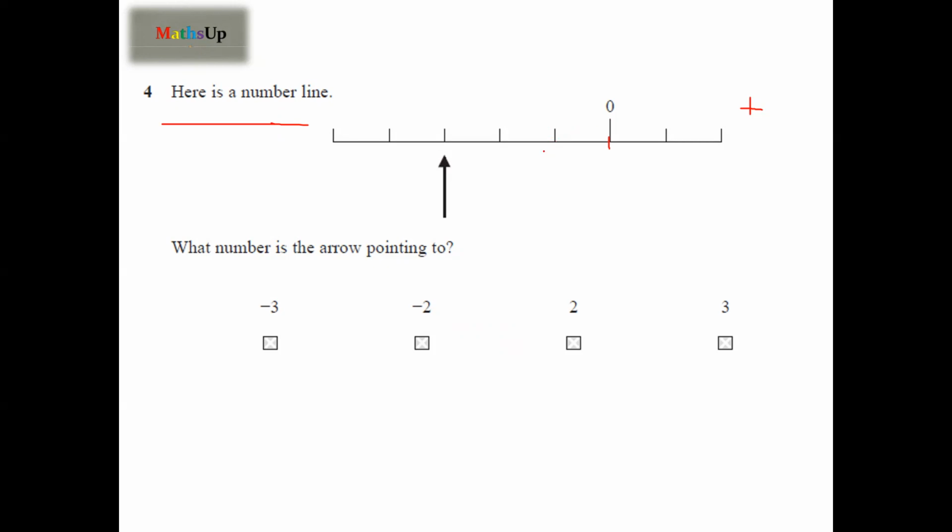So after 0, this should be -1, then -2, then -3. So the arrow is pointing to -3. The correct answer is -3.